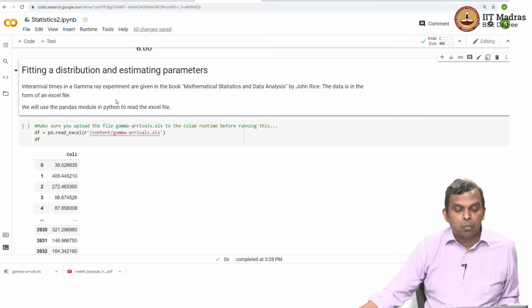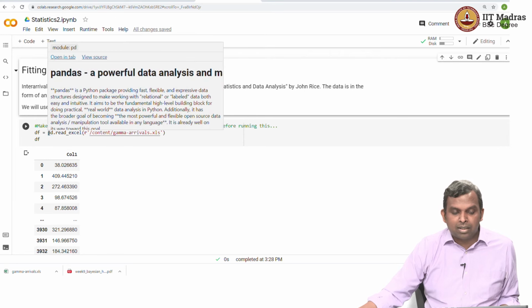That's what I've done here. So these are inter-arrival times in some gamma ray experiment. I'm not keen on what the experiment is, but this data is available as an Excel file. So the first thing you should do is, of course, upload it into your computer and then read it.